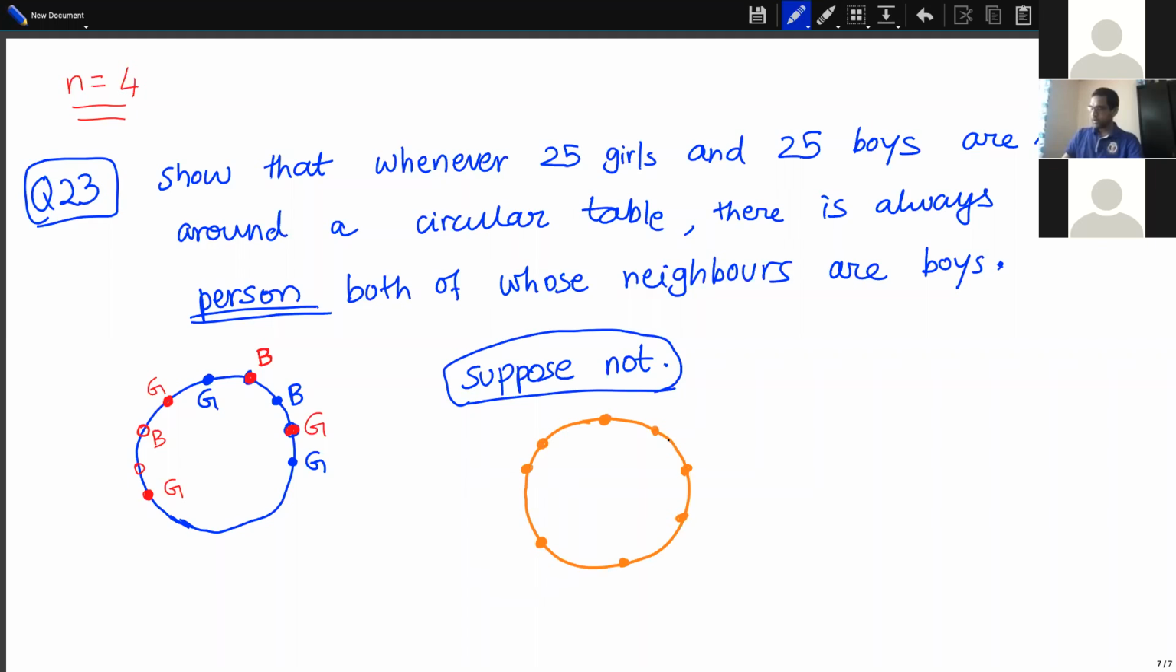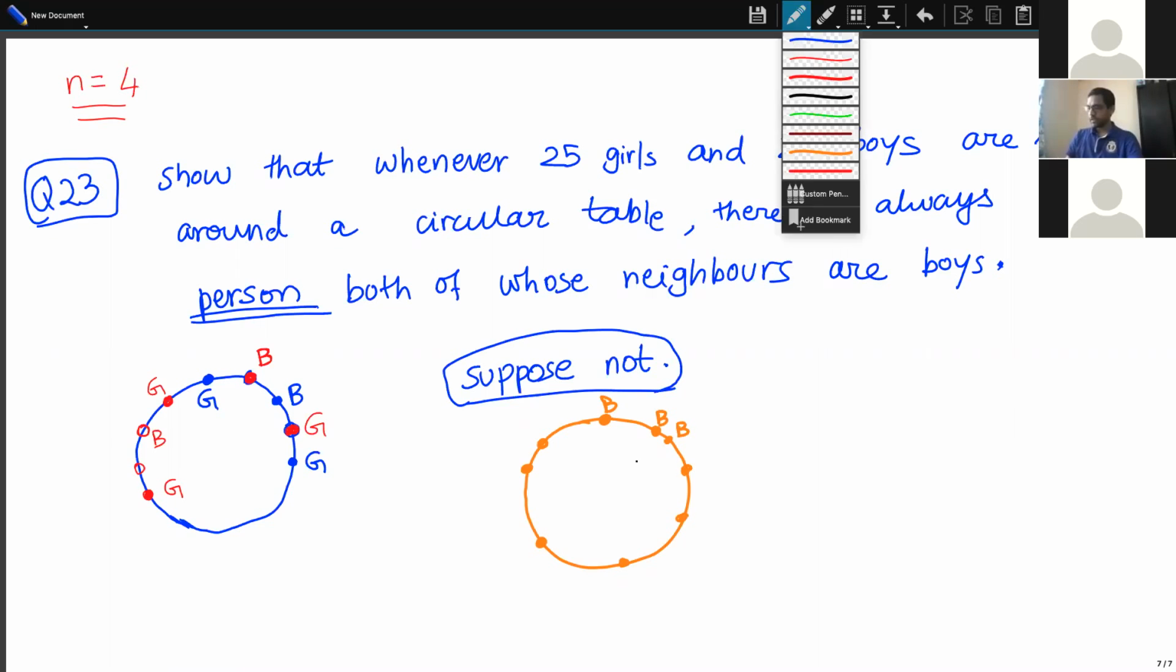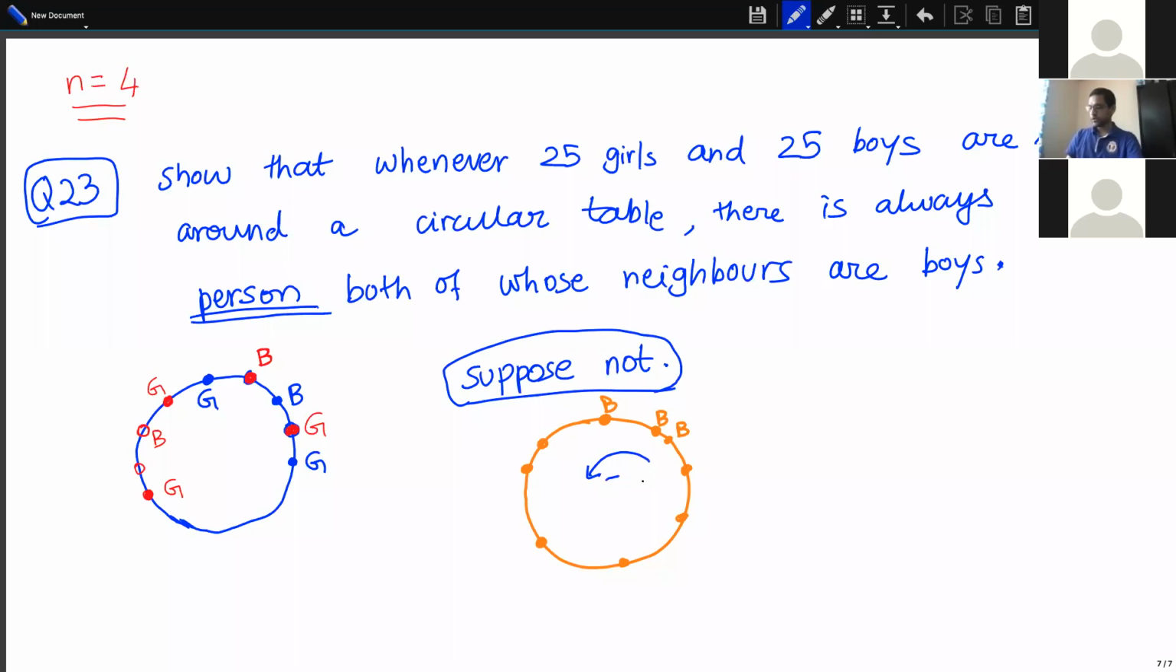Is it clear what I've done? I've just taken the positions where the boys alone are sitting. The remaining are all empty positions. I've sort of removed the girls from the picture at this point. But given this configuration, what can I conclude? If I take this configuration and rotate it 2 steps, clockwise or anti-clockwise, let's say anti-clockwise, then what will I see?